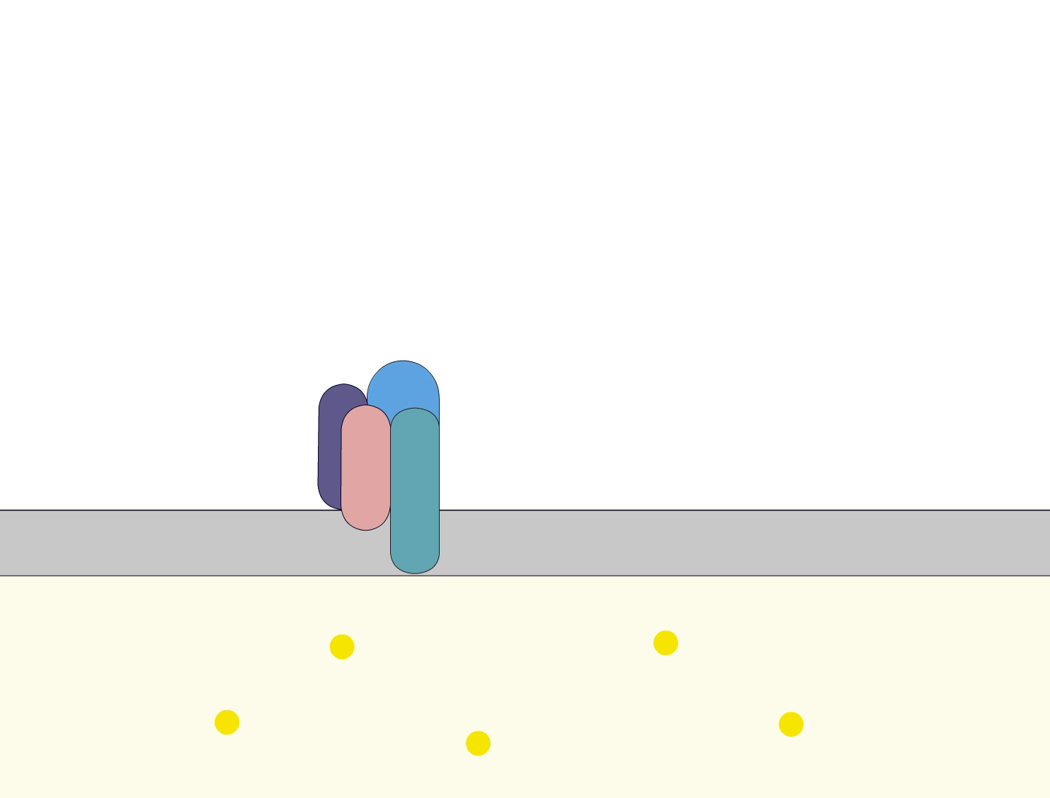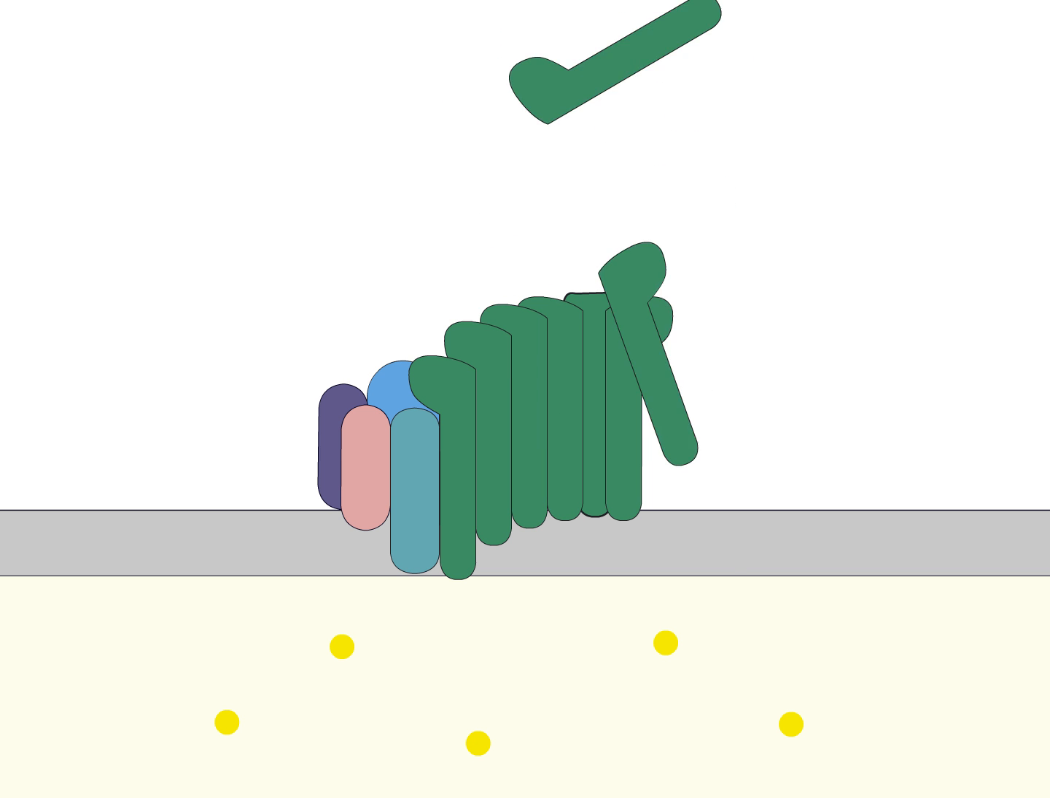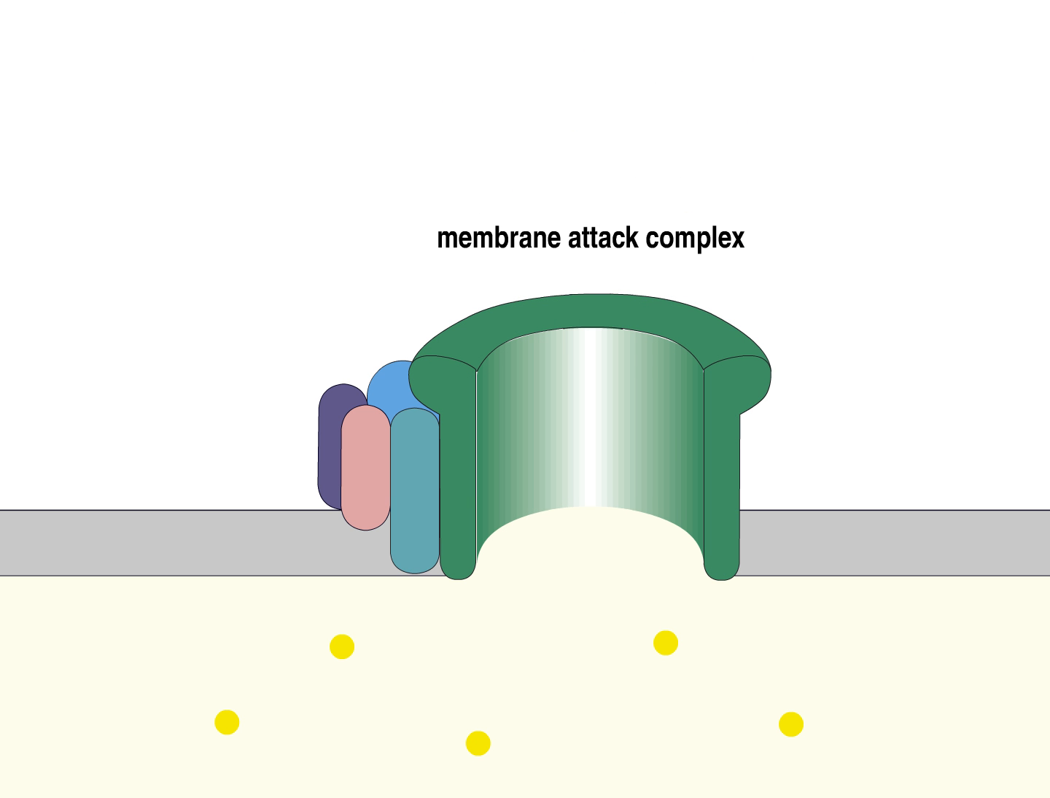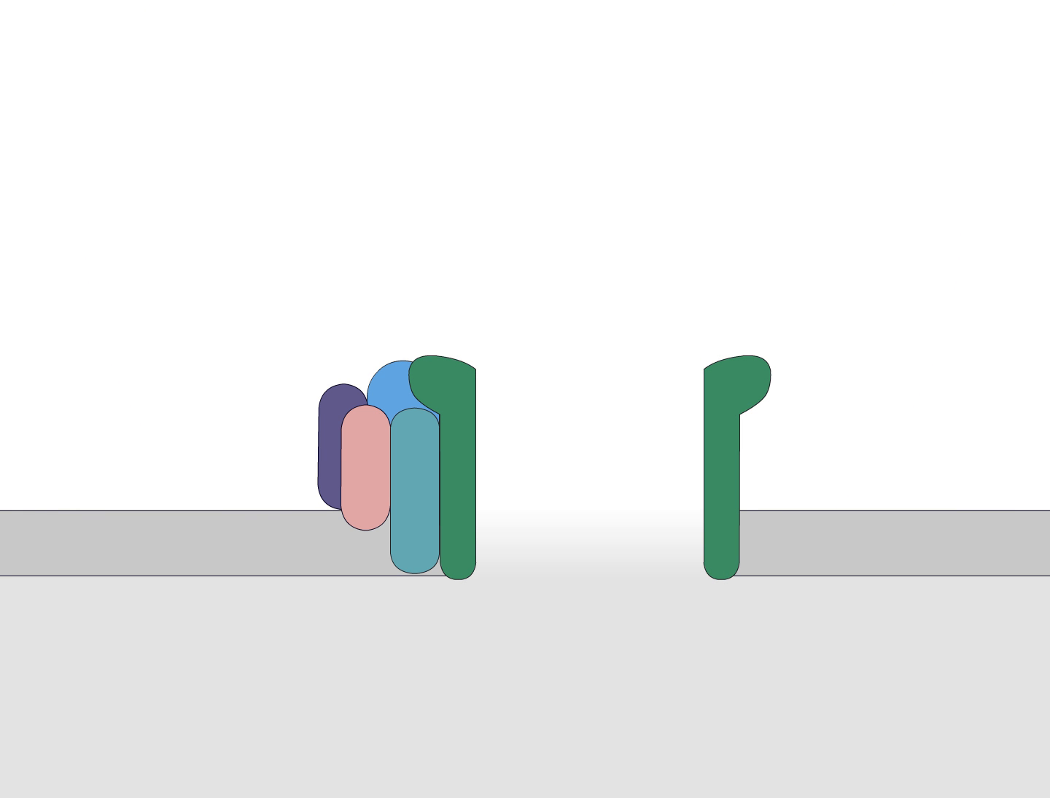The C5b, 6, 7, 8 complex catalyzes the assembly of many molecules of C9 to create a cylindrical pore spanning the cell membrane and disrupting the ionic and osmotic balance across the membrane, thus killing the bacterial cell.